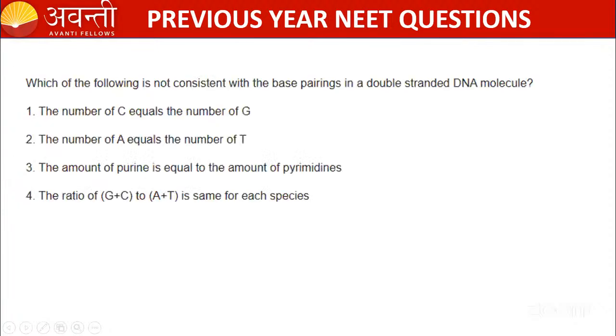Which of the following is not consistent with the base pairing in the double stranded DNA molecule? The number of C equals the number of G. The number of A equals the number of T. The amount of purine is equal to the amount of pyrimidine. And the ratio of G plus C and A plus T is the same for each species. Which one is the correct answer, guys?